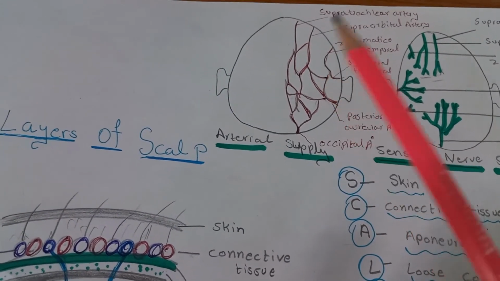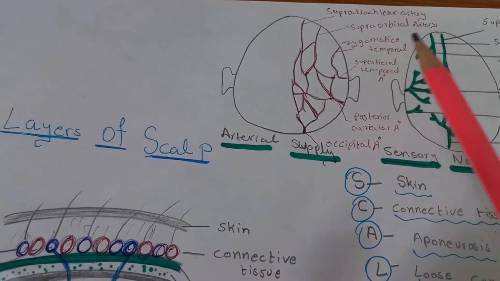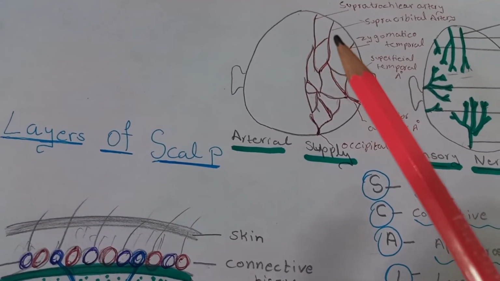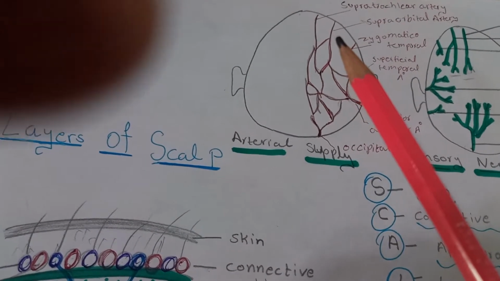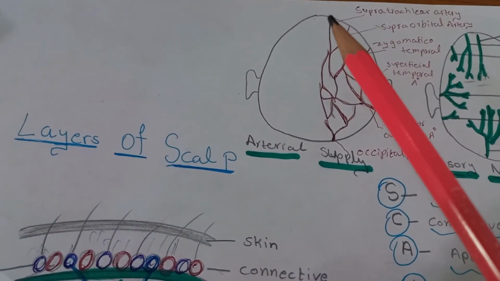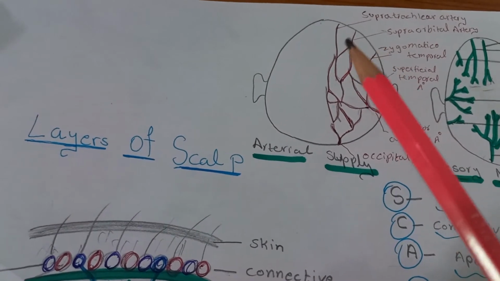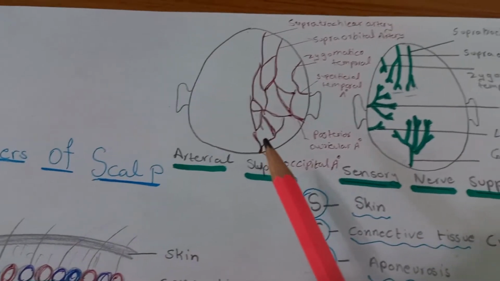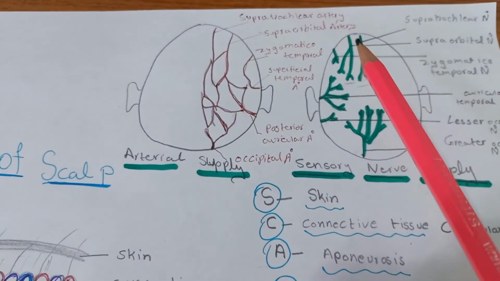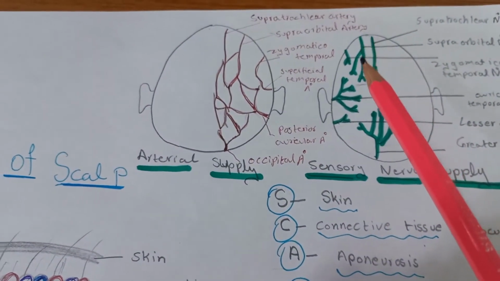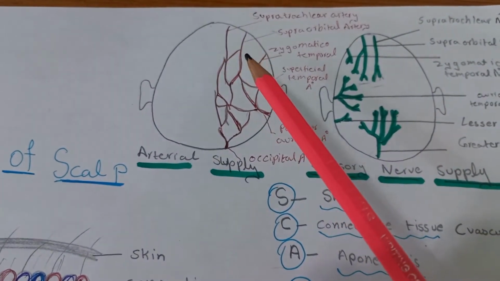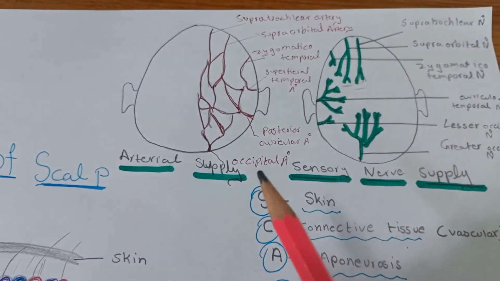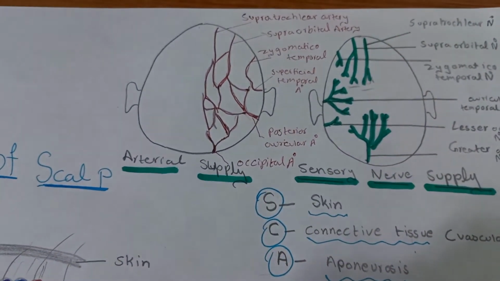So first of all, let us discuss supratrochlear artery and supraorbital artery. As you can see in this diagram, these are the branches of ophthalmic artery, and these arteries ascend over the forehead and accompany the supratrochlear and supraorbital nerves, as you can see in this diagram.